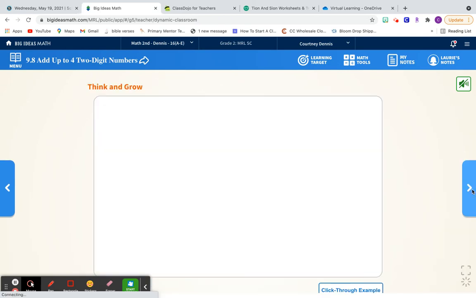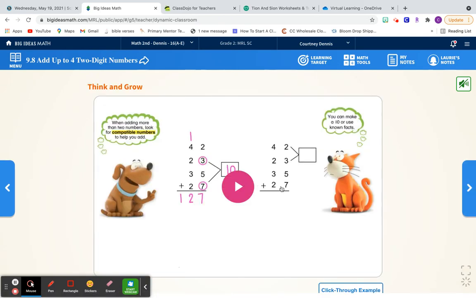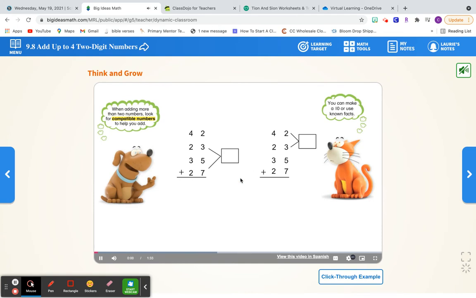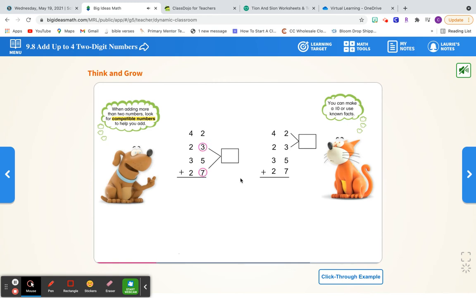All right, now let's look at our Think and Grow for 9.8. Add the numbers. 42 plus 23 plus 35 plus 27 equals what number? When adding more than 2 numbers, look for compatible numbers to help you add. Add the ones. 3 plus 7 equals 10. So 10 plus 5 plus 2 equals 17.